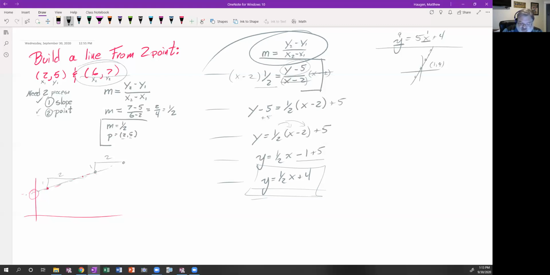Now, I'm not suggesting that every time you make a line, you start from here, but it's frankly really convenient to start building your lines from about this stage. If we generalize this, this says y minus, that 5 was our y1. Y minus y1 equals that 1/2, that's our slope. Then we have x minus, that 2 is our x value. So that's our x1.